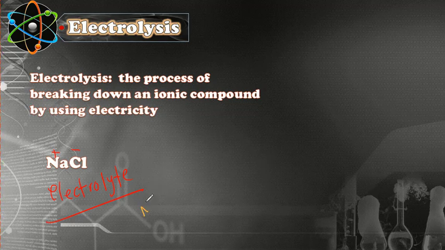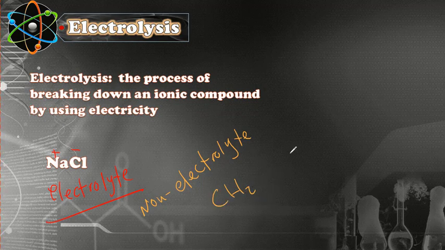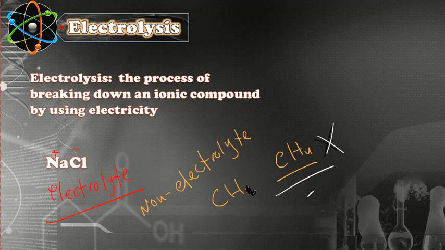We have non-electrolyte substances like CH4. If we want to break down this one, how can we break it? We cannot break it by electricity. So this is non-electrolyte. It's a substance which cannot be broken by electricity. We have other substances which conduct electricity to a small extent. We call them weak electrolytes.